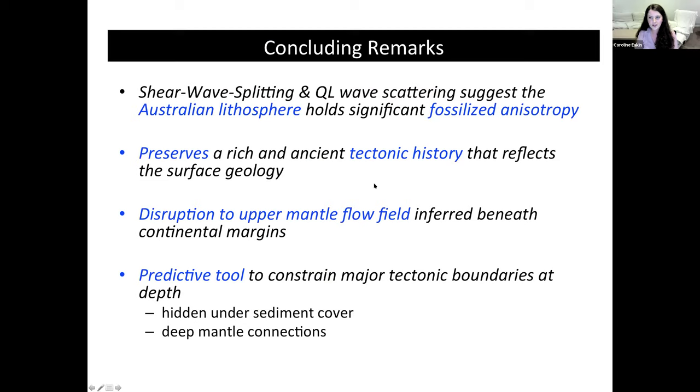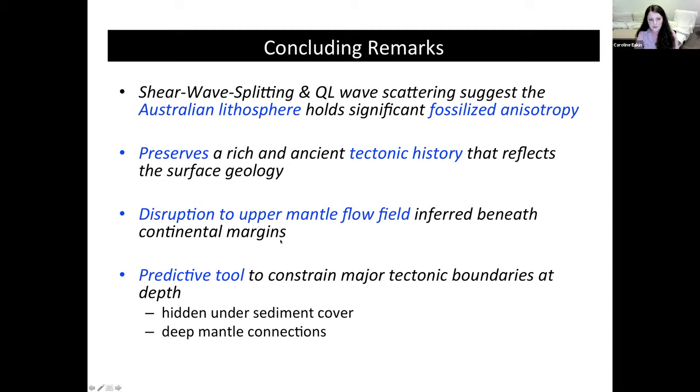Okay, so to conclude in terms of the results, both the shear wave splitting and the quasi-Love wave scattering suggest that the Australian lithosphere holds significant fossilized, or frozen-in, anisotropy. And the pattern seems to preserve this rich and ancient tectonic history, and it reflects the pattern of the surface geology. So really what it's saying is that perhaps the lithosphere is as heterogeneous as the crust itself.